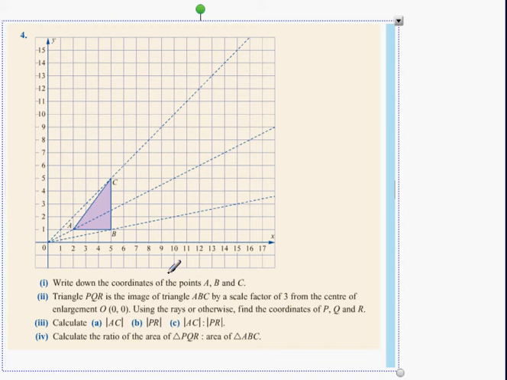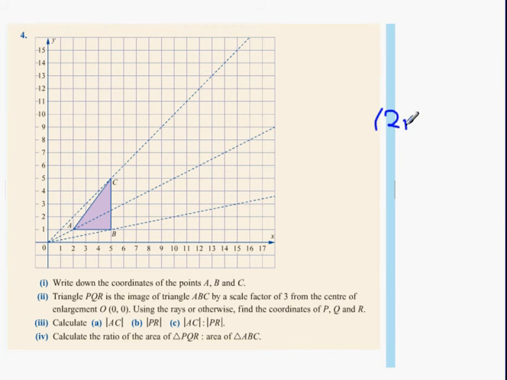Write down the coordinates of A, B, and C. Okay? I'm not going to get too taxed by that. 2, 1 for A. B is 5, 1, and C is 5, 5. Okay. Triangle PQR is the image of the triangle ABC by a scale factor of 3 from the center of enlargement. Scale factor of 3. Okay. Using rays or otherwise, find the coordinates of P, Q, and R.